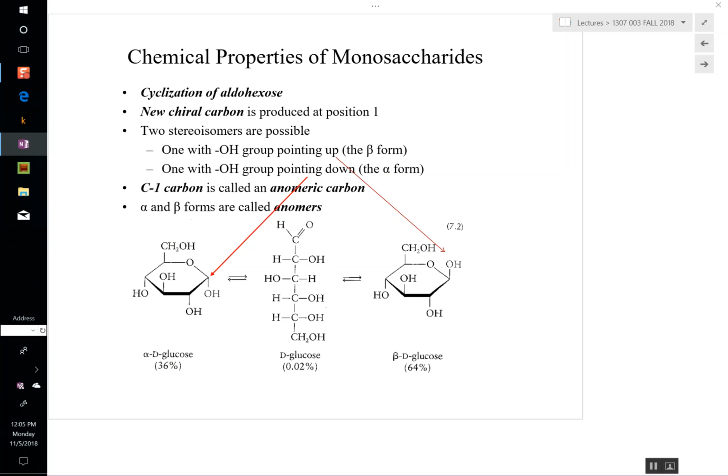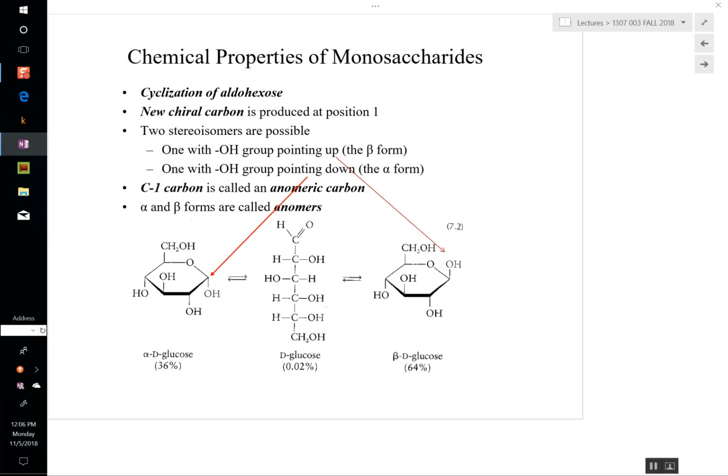So beta happens more than alpha? Apparently. The body will make the one it wants, okay? Because when it makes this disaccharide that has one of each, alpha and beta, it's not doing that randomly. It's orienting them the way it wants them oriented to make that disaccharide.